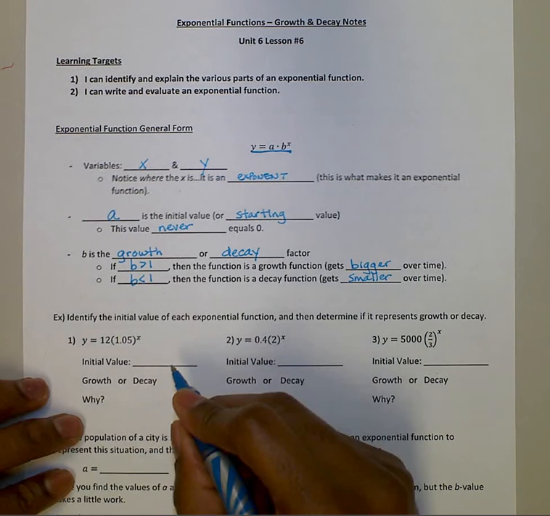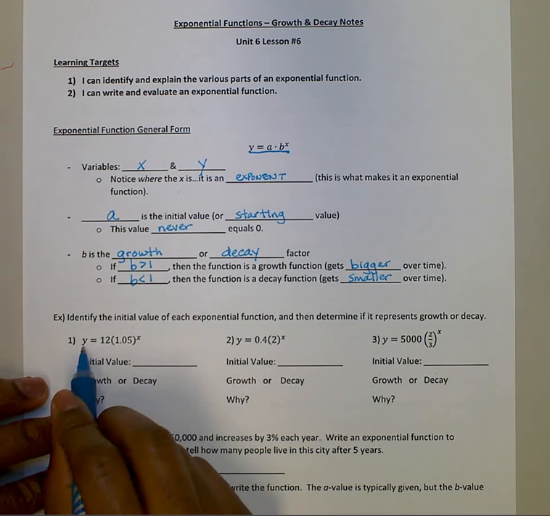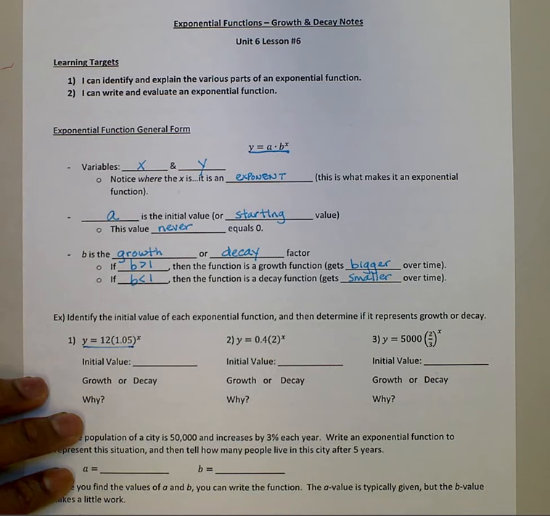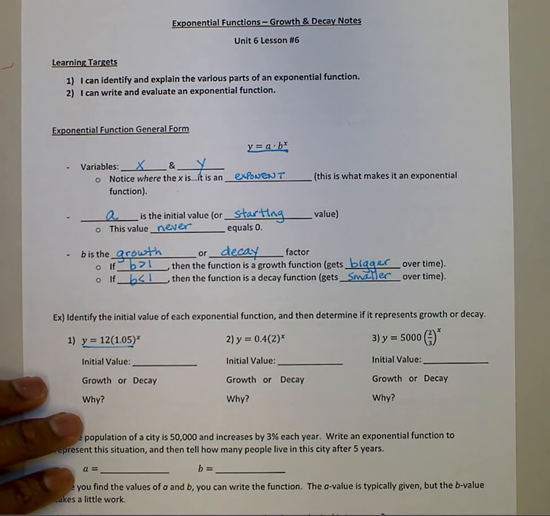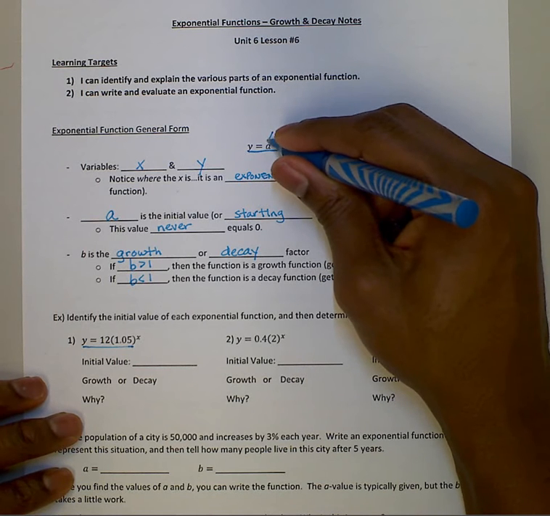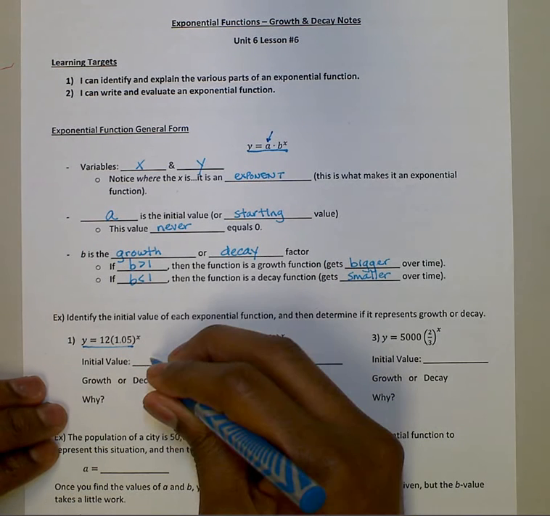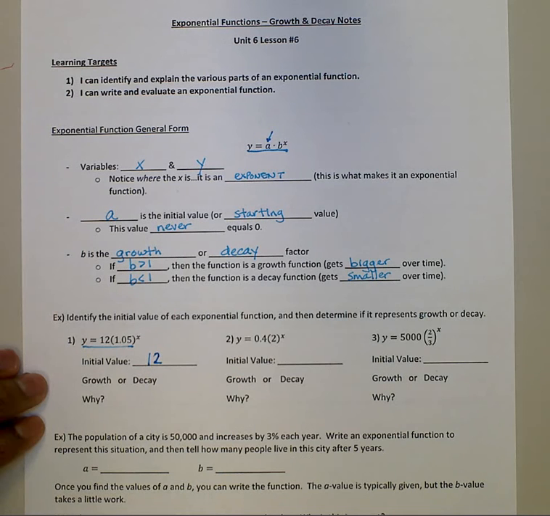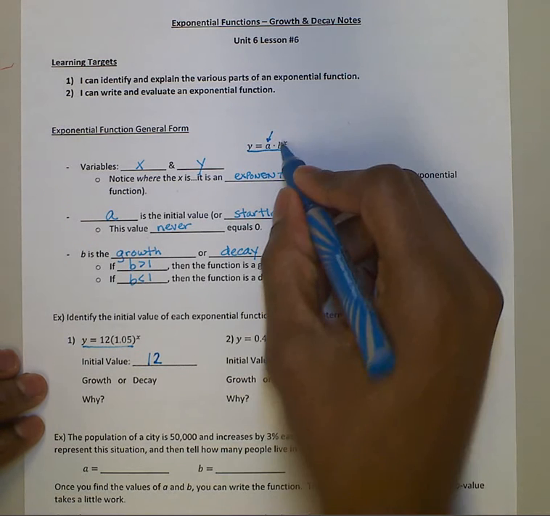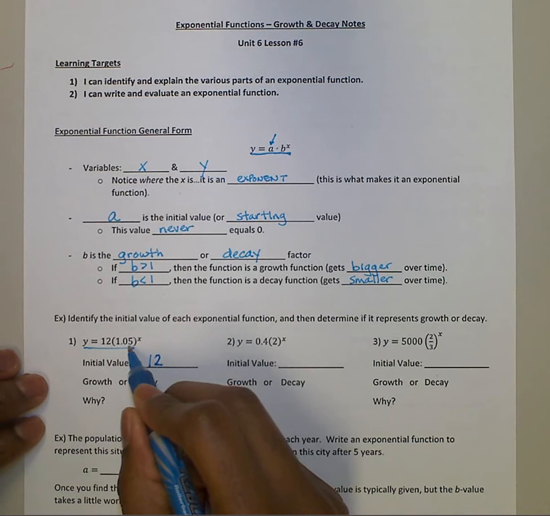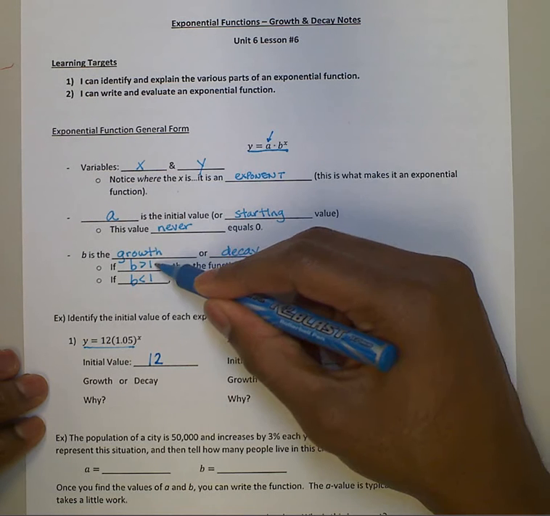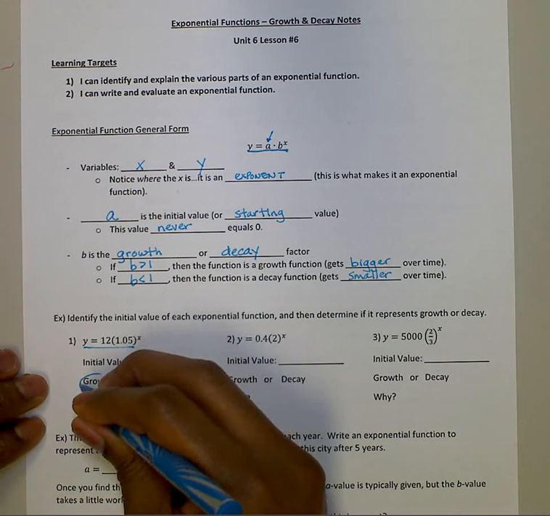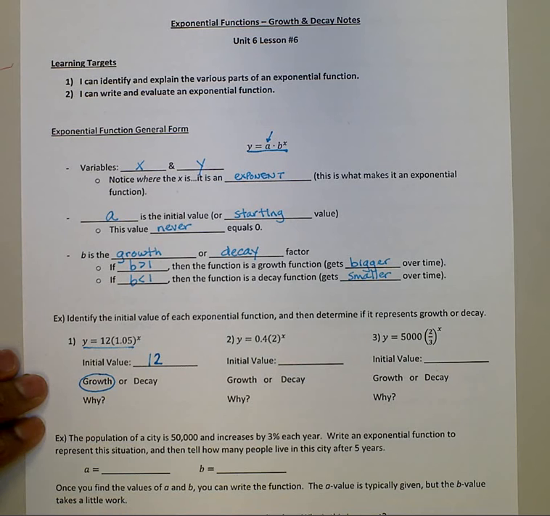Alright, so initial value in this exponential function, we got y equals 12 times 1.05 to the x. Our initial value, remember we said that's a, here is 12. Okay, whatever we're talking about starts at 12. Is this a growth or decay function? Well, let's look at b. b is 1.05. Remember, our rule is if b is greater than 1, then it's a growth function, and if b is less than 1, it's a decay function. Here it's greater than 1.